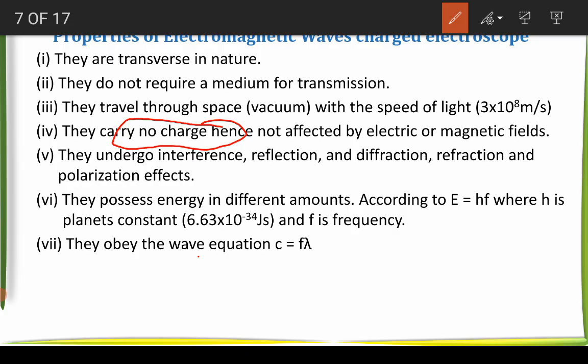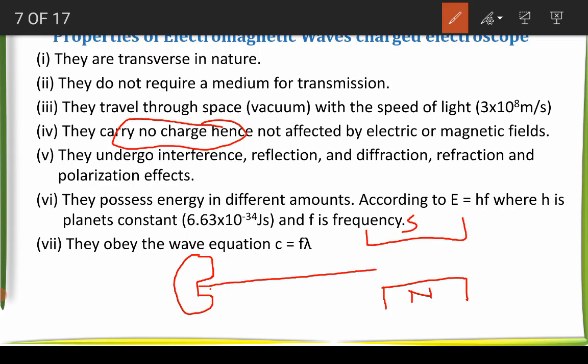All right. What this means is that because of their lack of charge, if you have a field, let's say you have a south pole of a magnet and another pole of a magnet, say north, and you let the radiation pass through, it will not turn to either the south pole or the north pole. It will just pass through in a straight line. Why? Because of no charge. Only charged particles can be affected by an electric field or magnetic field.